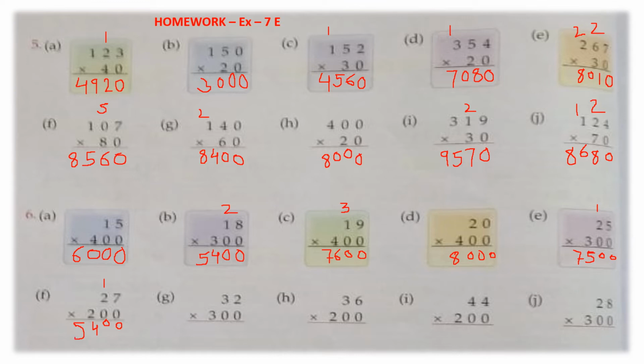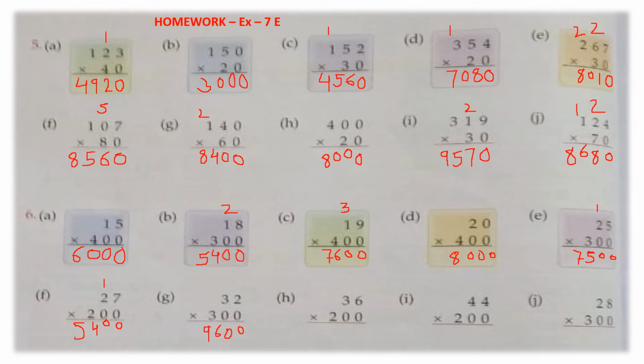Now next G part, say 32 multiplied by 300. So write 2 zeros here, children. Now 3 2s is 6 and 3 3s is 9. So the answer is 9600.